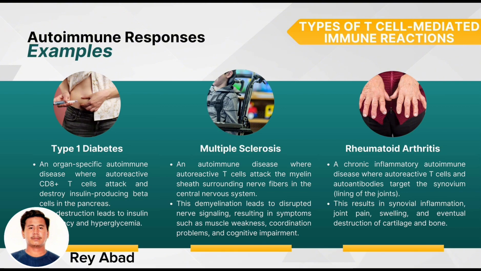Lastly, rheumatoid arthritis, a chronic inflammatory autoimmune disease where autoreactive T cells and autoantibodies target the synovium, or the lining of the joints. This results in synovial inflammation, joint pain, swelling, and eventual destruction of cartilage and bone.